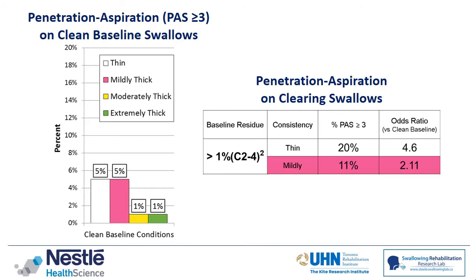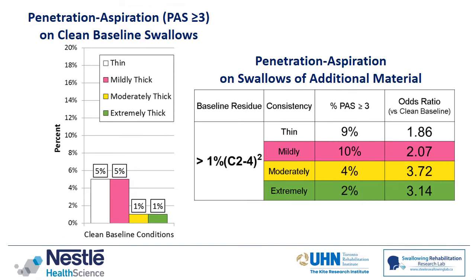Interestingly, there were no examples in the dataset of clearing swallows with penetration or aspiration for moderately or extremely thick liquids. This is consistent with the general evidence suggesting that thickened liquids are less likely to be aspirated, but it may also suggest that when residue is really thick, it doesn't move very easily.